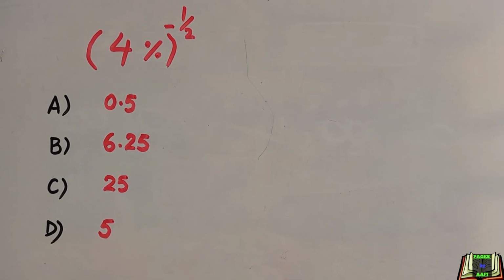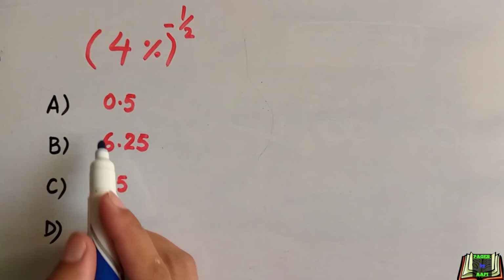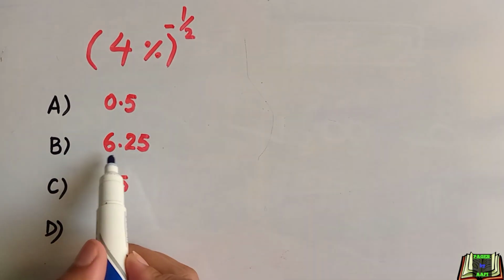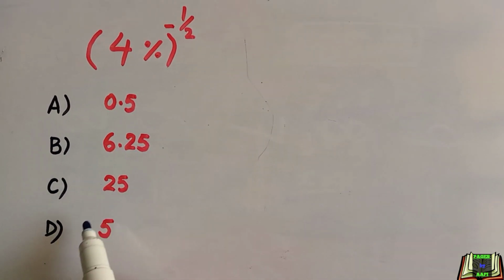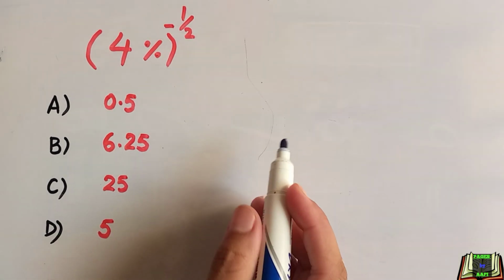In this tutorial, we are going to find the value of 4% raised to the power minus 1 over 2. And the four options are A 0.5, B 6.25, C 25, D 5. We have to find the correct answer from these four options.